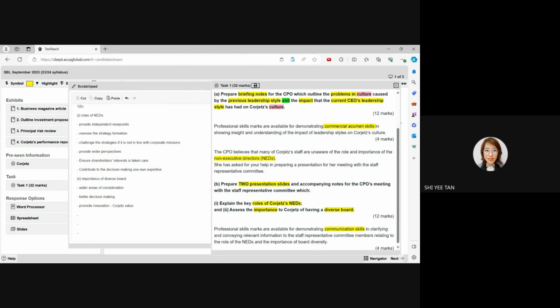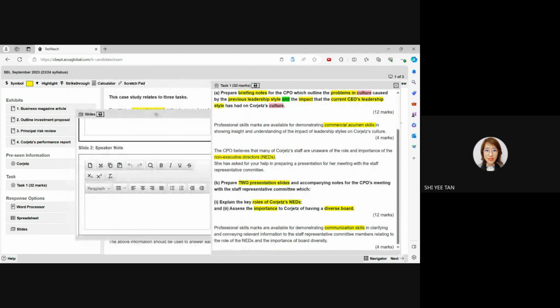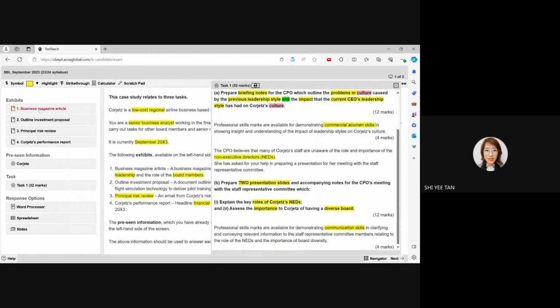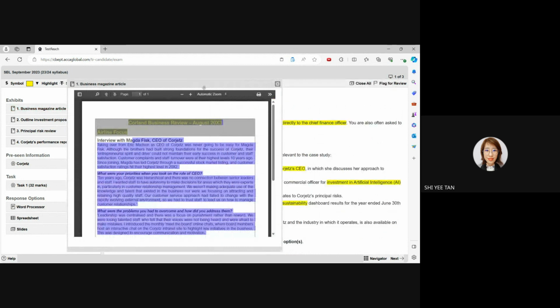Okay, so that is the first task. Apparently, it looks like I can settle everything by looking at exhibit 1. Right? It looks like this. So let's look at exhibit 1. We straight away can look at exhibit 1 and see how we are supposed to plan our answer.